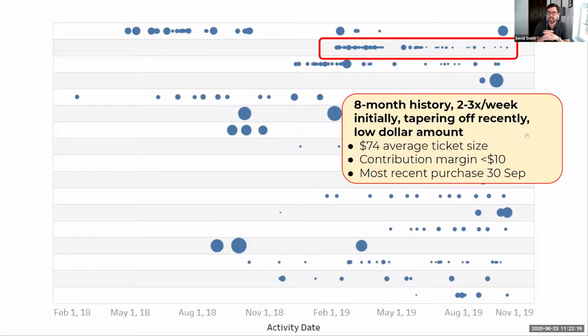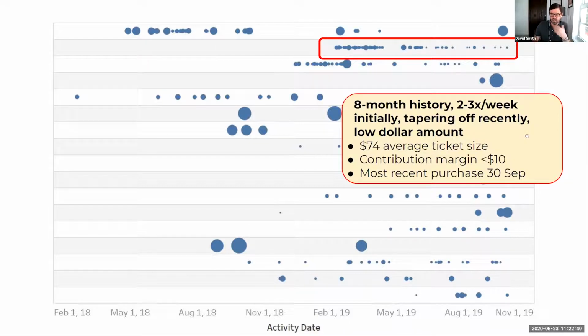Their average ticket size is $74. That's the amount of revenue that they generate for us, but the contribution margin is less than $10. And their most recent purchase is the 30th of September. This data set ends at the end of October. So it's been about 30 days for this customer since the last purchase.